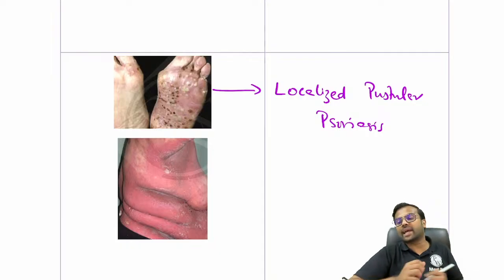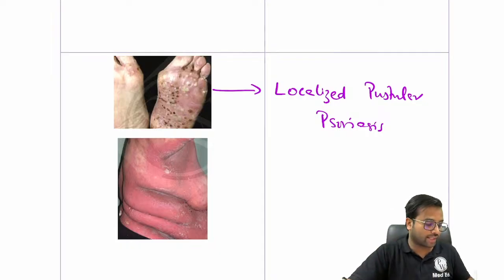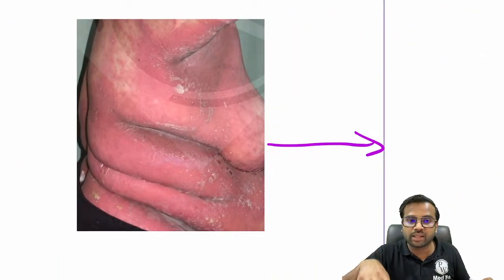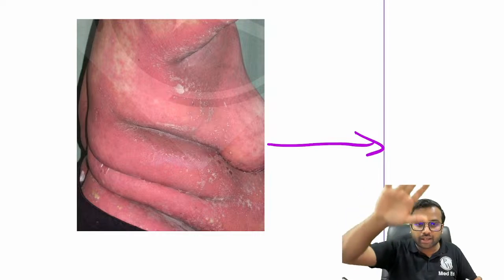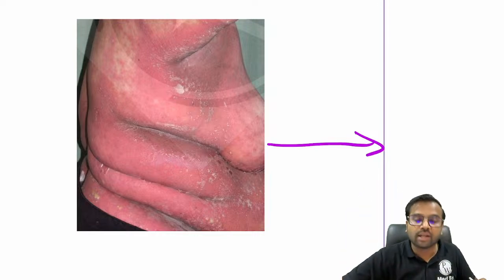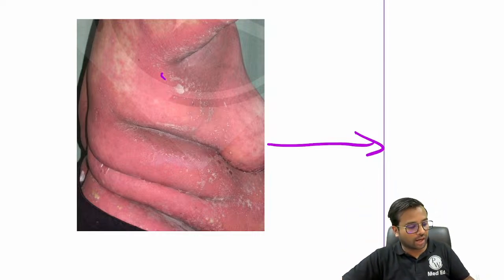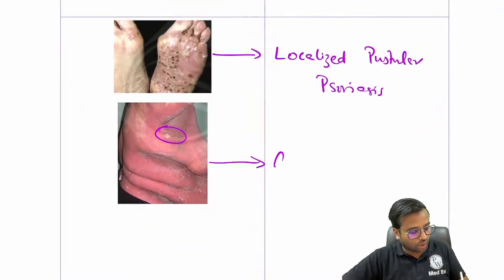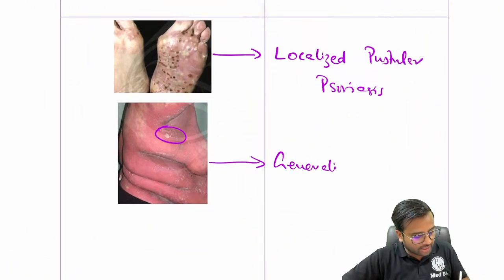And what is the second type of pustular psoriasis? The second type of pustular psoriasis is something which looks like this, which is going to be generalized, isn't it? Because you can see the entire trunk has become red in color. Over the trunk, you can see a lot of pustules as well. So this is called generalized pustular psoriasis.